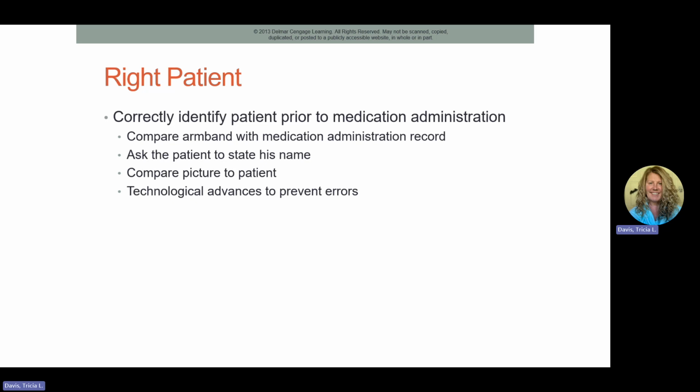So this is why we always scan our patient and we always scan our medications, because these are protective measures that are put into place to keep us from making mistakes and bringing harm to our patients.